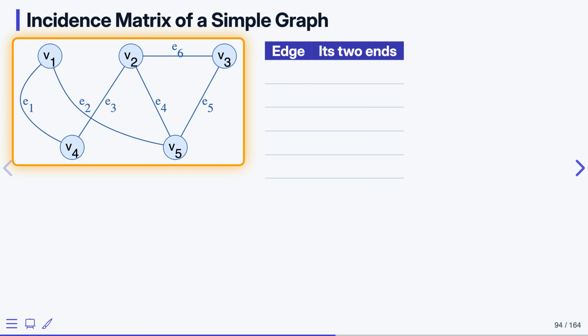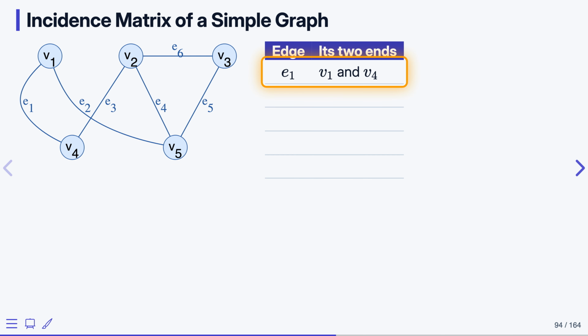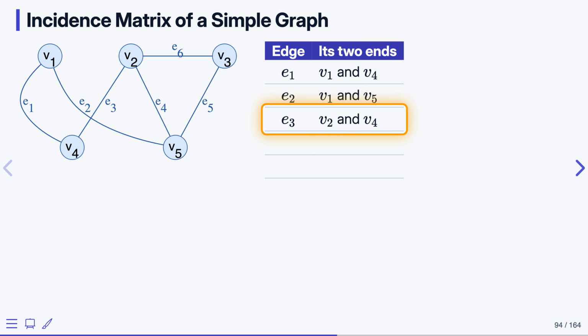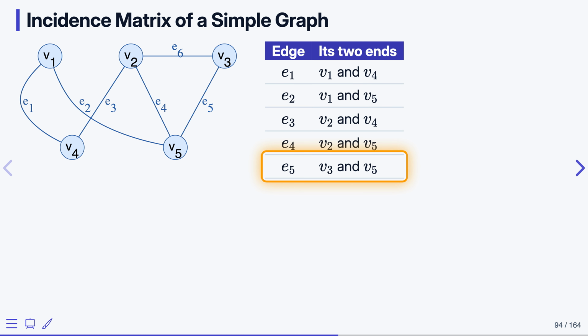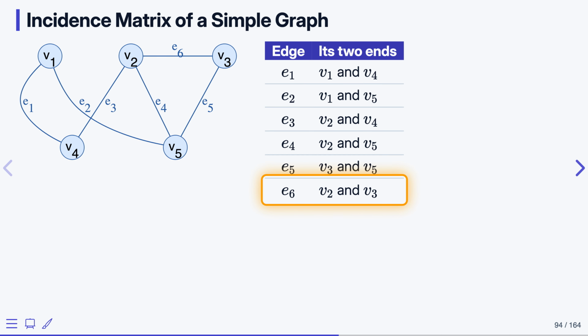Before we build the grid, let's read the ends of every edge straight off the picture. Edge E1 joins V1 and V4. Edge E2 joins V1 and V5. Edge E3 joins V2 and V4. Edge E4 joins V2 and V5. Edge E5 joins V3 and V5. And edge E6 joins V2 and V3. 5 vertices and 6 edges, so the matrix will have 5 rows and 6 columns.